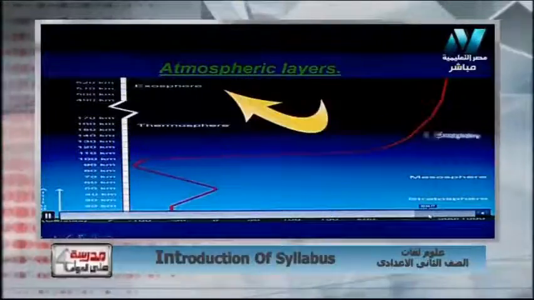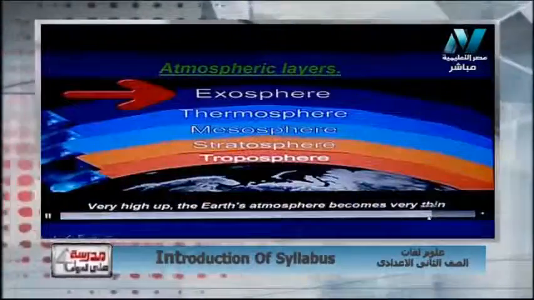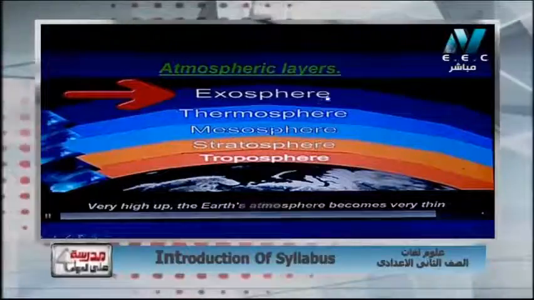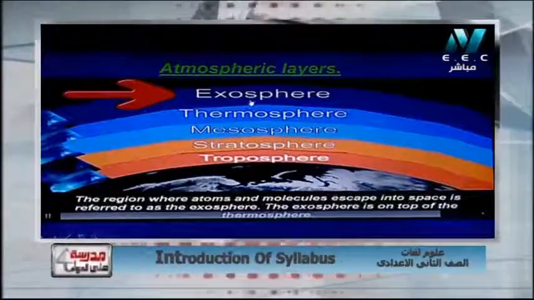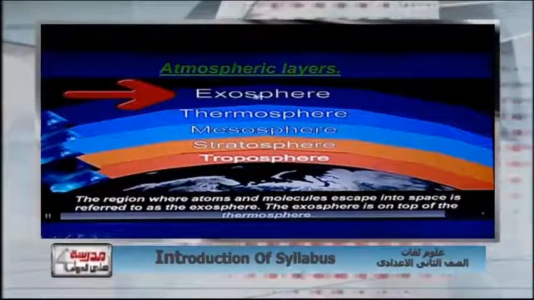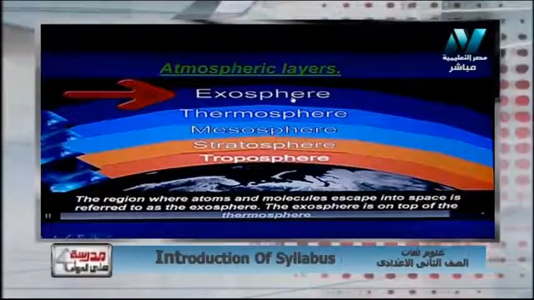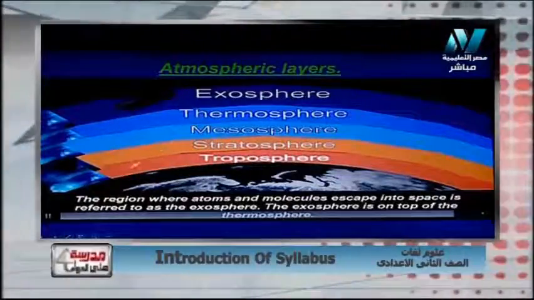Then we have the last one, the exosphere, the outermost layer, next to space. In the exosphere the satellites rotate around the earth.